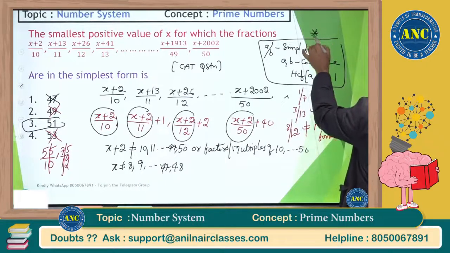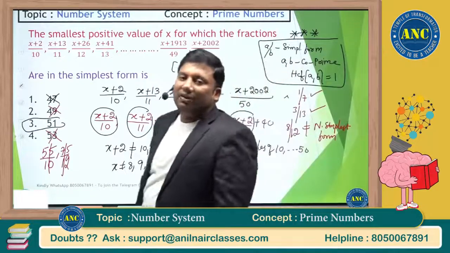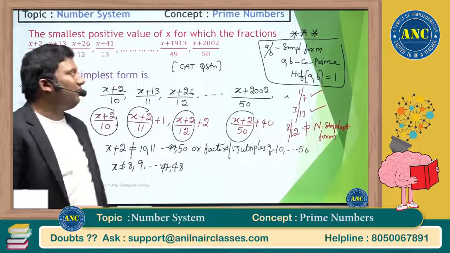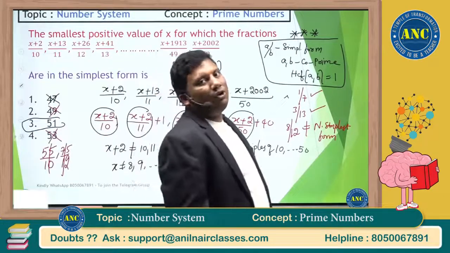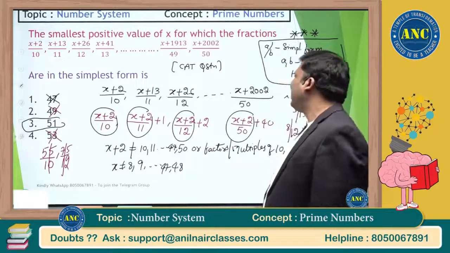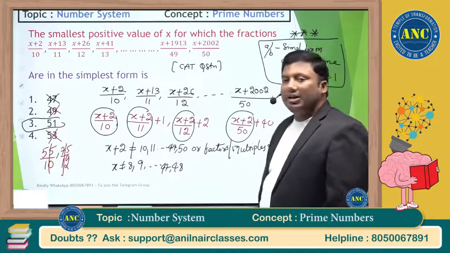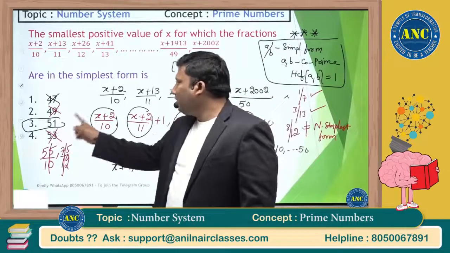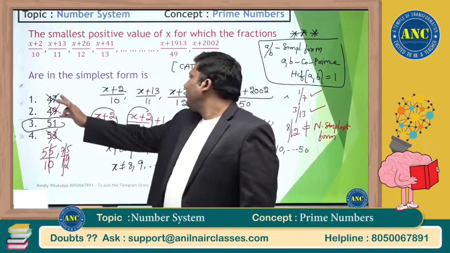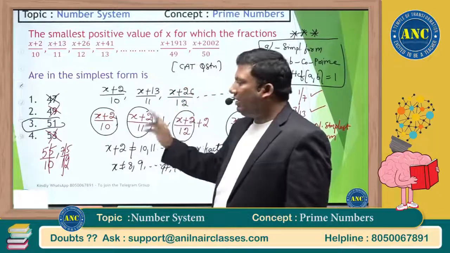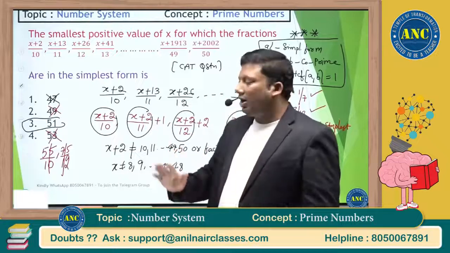This is a question where the fractions are in simplest form. That means numerator and denominator are co-prime to each other, so their HCF is 1. I eliminated some options using the answer choices. 53 plus 2, 55 by 10, is not in simplest form. 49 plus 26, 75 by 12, is not in simplest form. Option 4 and option 2 are eliminated.